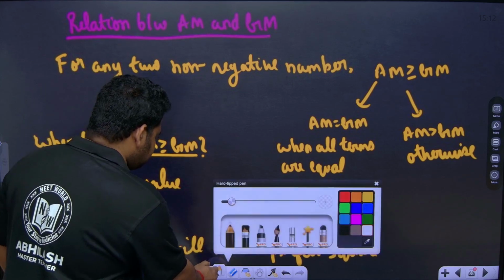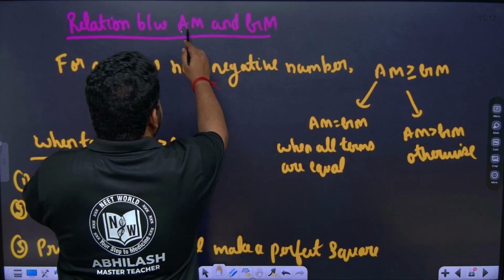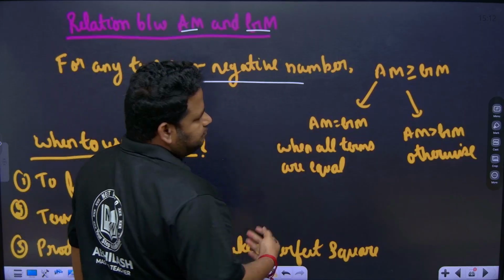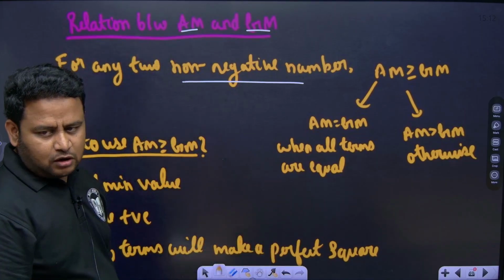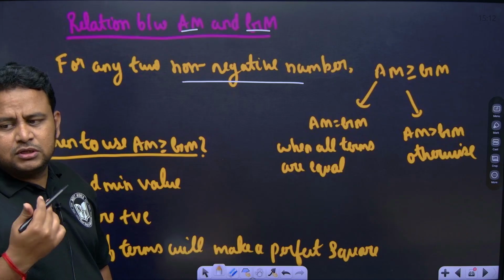Now look at this. They are telling the relation between arithmetic mean and geometric mean for any two non-negative numbers, that is positive numbers including 0: the arithmetic mean is always greater than or equal to the geometric mean.